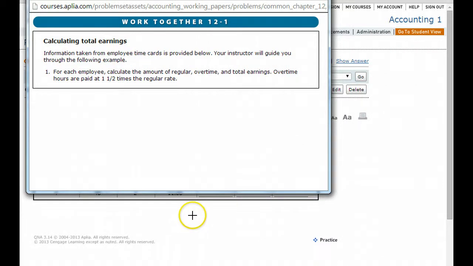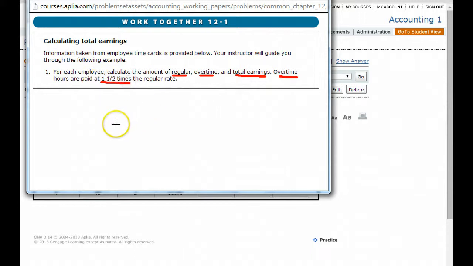Hello, this is Mr. Bergman, and I'm going to guide you through Chapter 12.1, the Work Together problem. What we're doing here is it says for each employee, calculate the amount of regular, overtime, and total earnings. Now, overtime earnings are usually paid at 1.5 times the regular rate.